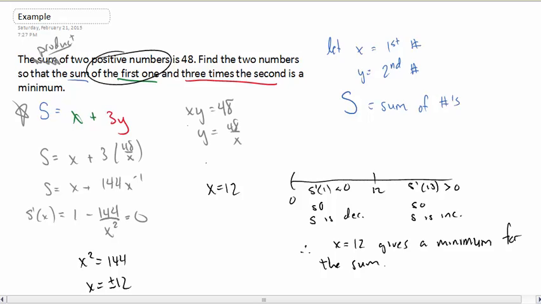And what are the two numbers? Well, they're 12 and whatever 48 divided by 12 is, which I'm getting from right there. So my other number is y equals 4. So there we go. There's calculus at work, minimizing a situation that we came up with a model for.